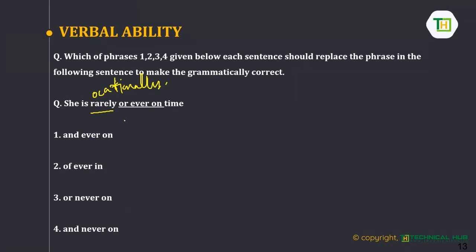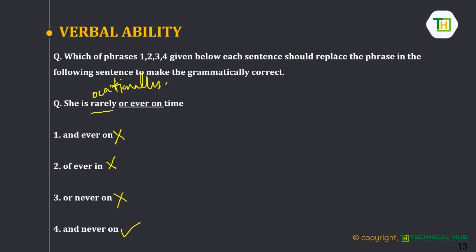So never, and never on. This is the one, just read it out. She is rarely and ever on. Ever on could not come because rarely is already used. And in, no, we don't use in for time, or never on, no.